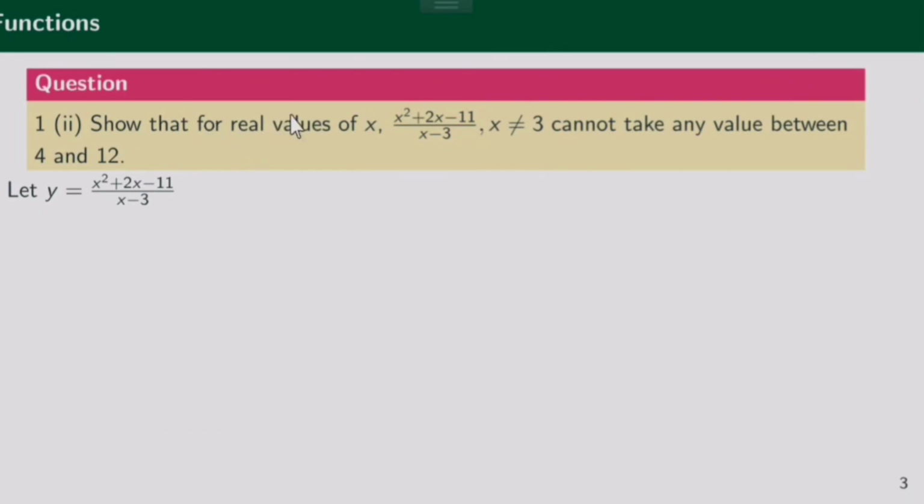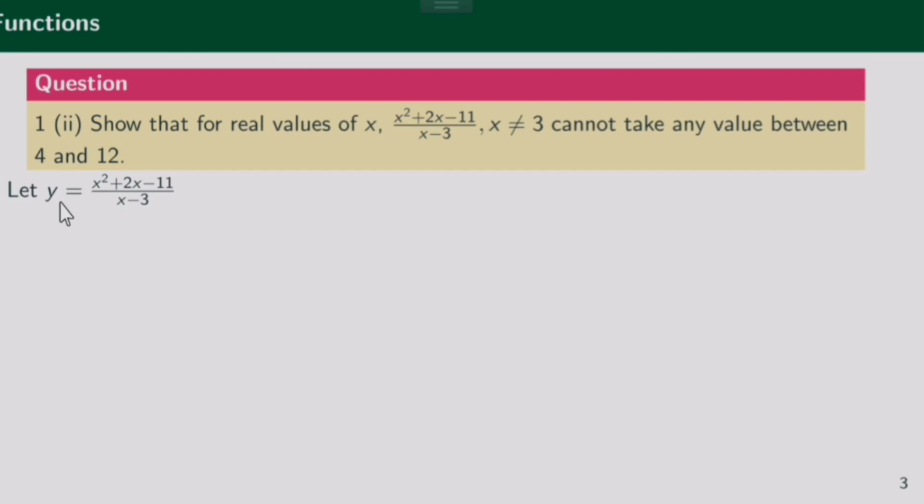The second part of the question is, show that for real values of x, x squared plus 2x minus 11 divided by x minus 3, where x cannot be 3, cannot take values between 4 and 12. So they're asking us to show that this expression here cannot take values between 4 and 12. Now to solve the problem, I will let y be that expression, and I will try to show that y, which is this expression, cannot take values between 4 and 12.